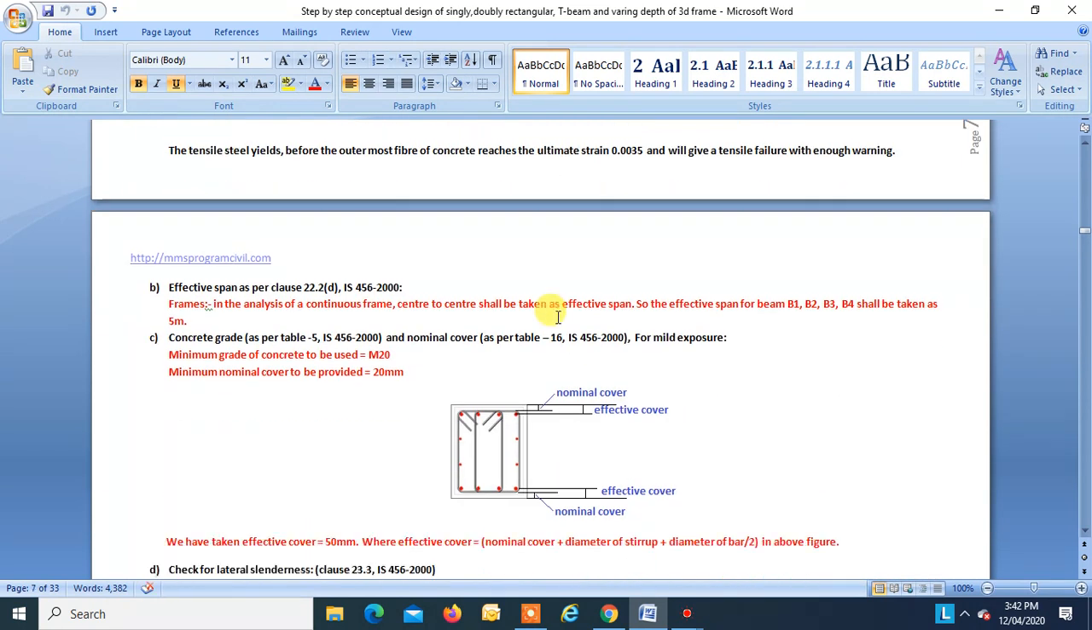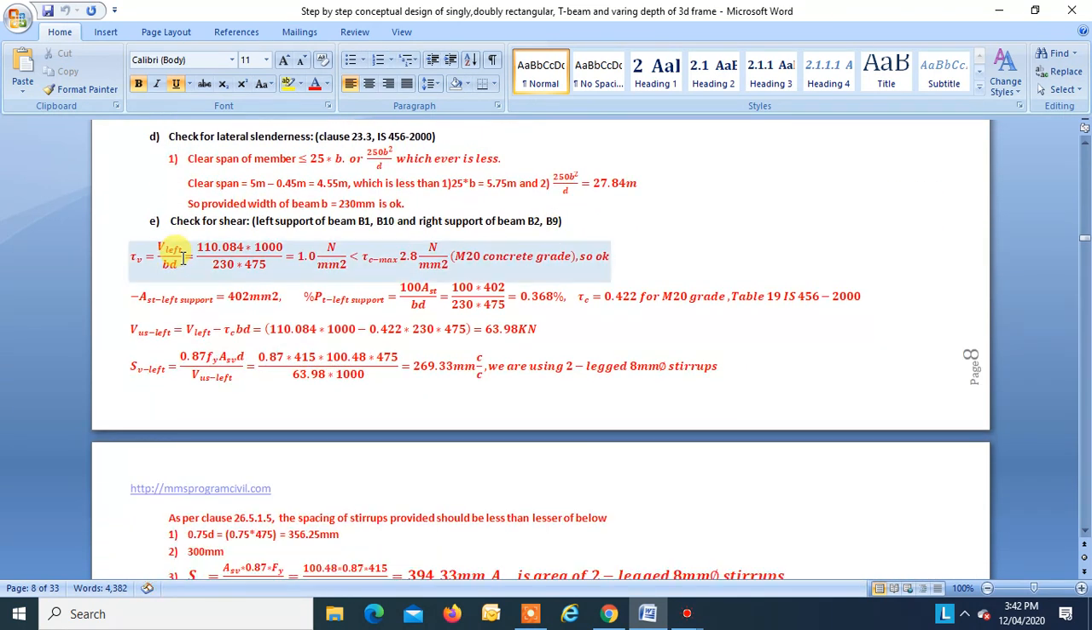So we will do the check for shear. Left support shear is 110. We will first find the nominal shear stress, tau v. Tau v is V divided by BD. So this is V, this is BD, and this is found to be 1 Newton per mm square. Now tau v should not be greater than tau c max. If it is found to be greater than tau c max, then you will have to revise your section. Tau c max is 2.8 Newton per mm square for M20 grade of concrete. You can refer to table 20 of IS 456-2000. So tau v is less than tau c max, so it's okay.